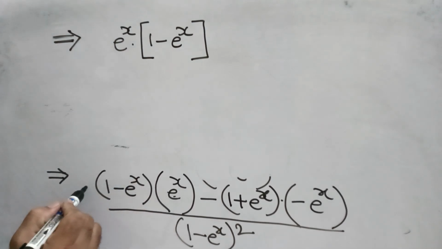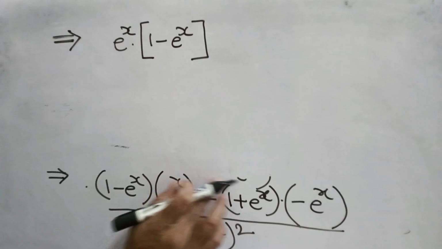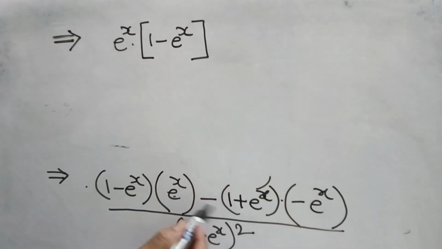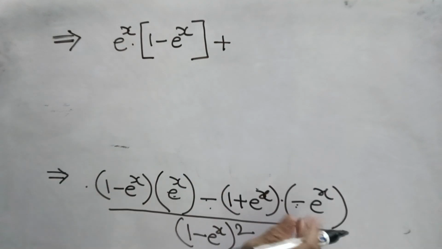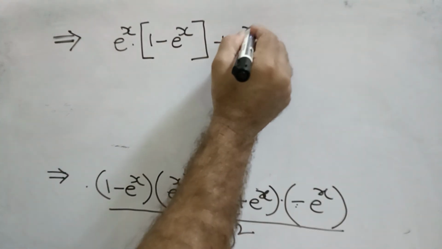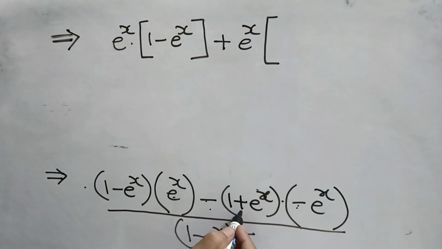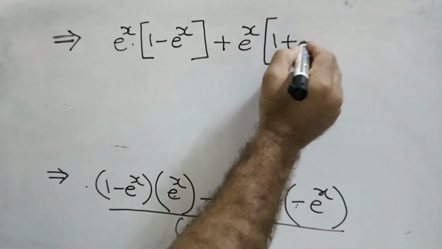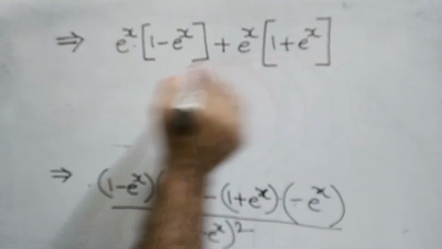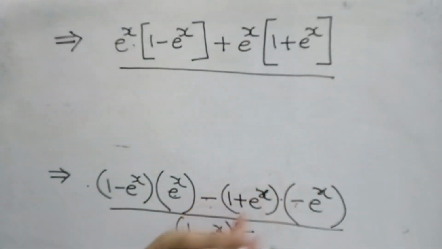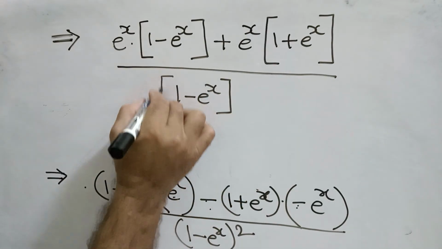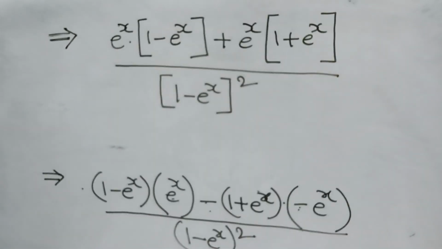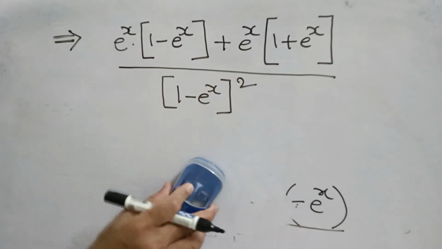This e power x I have just mentioned here before. Then the minus symbol is there. Here minus is there. Minus into minus what? It is plus. Clear? And here also e power x is there. You write e power x in the bracket. Then what is this? 1 plus e power x. Correct? By what is this? 1 minus e power x whole square, because it is v square. Clear?